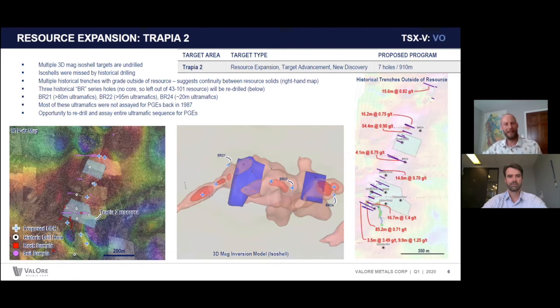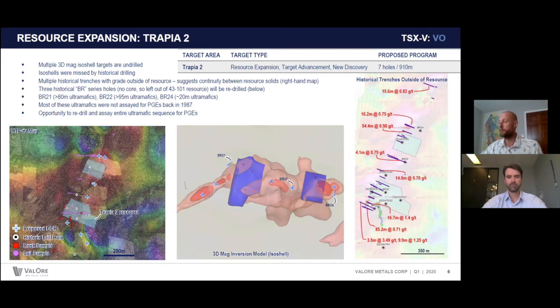These things are typically dipping subtly to the east. So what you have here is a trench and then a historical hole that's stepped to the east. This hole in particular is of interest to us because it did hit mineralization, it did hit a huge swath of ultramafics, and I'll talk a little bit more about the BR series hole in a moment. But ultimately, as I said before, we're going to be looking to step out and potentially connect these resource bodies, but also extend them along strike, because these mag isoshell targets are coincident with soil anomalies. They're down dip of trenches, and ultimately they're close to resource.